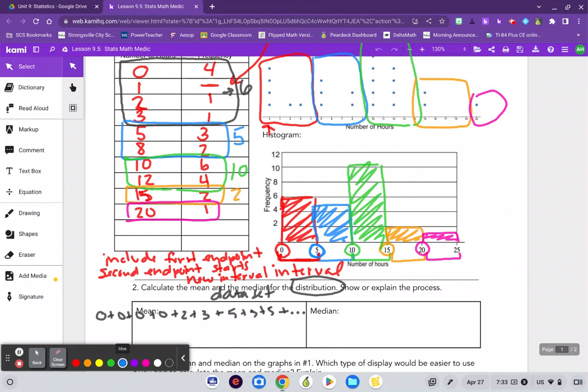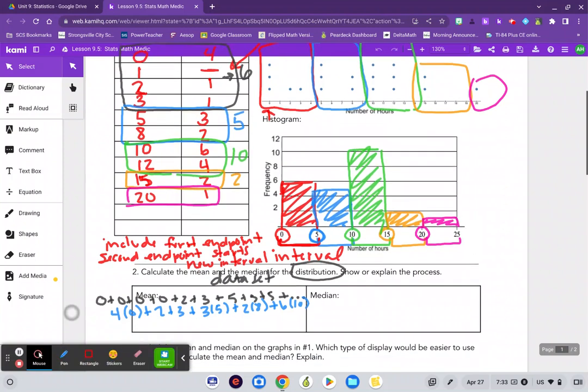And so actually I can use either the dot plot or the frequency table and say, hey, instead of saying 0 plus 0 plus 0 plus 0, I have 4 zeros. I have a 2, I have a 3. But instead of writing 5 3 times, I could say, well, I have 3 5s. And then I have 2 8s. So instead of writing plus 8, I could say I have 2 8s. And then I have 6 10s. Well, this is good because I definitely don't want to have to write 10 out 6 times.